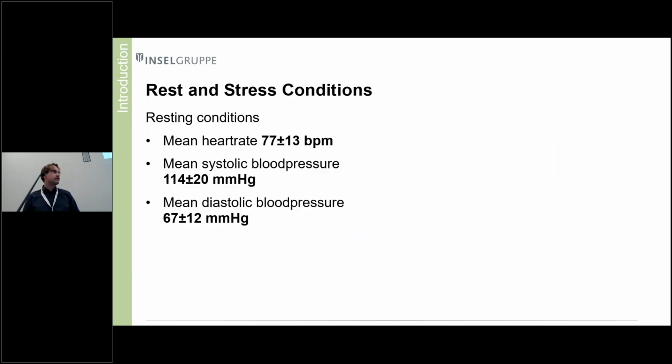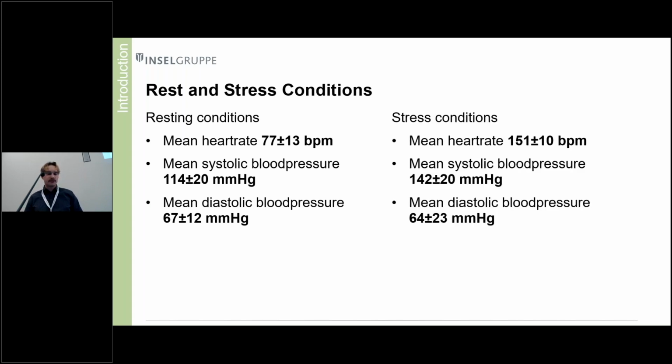So all of the tests we do with our patients focus on first resting conditions, and then we simulate exercise conditions with a drug, and we reassess the patients. So you can see that the heart rate increases between the two tests from around 77 to 150, and the blood pressure from around 114 to 140.